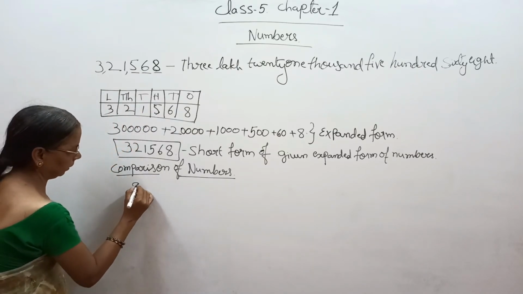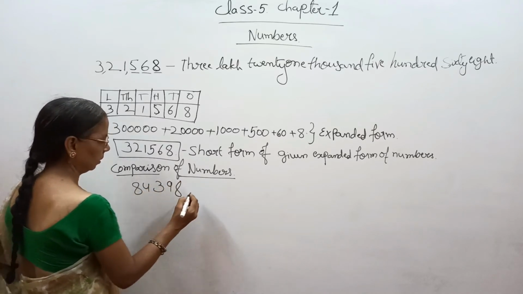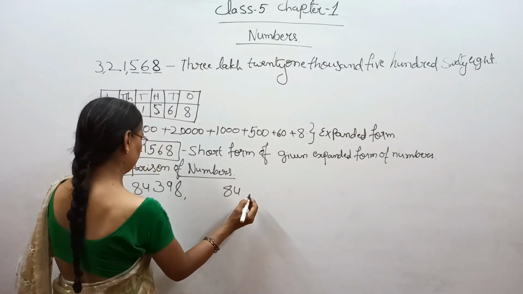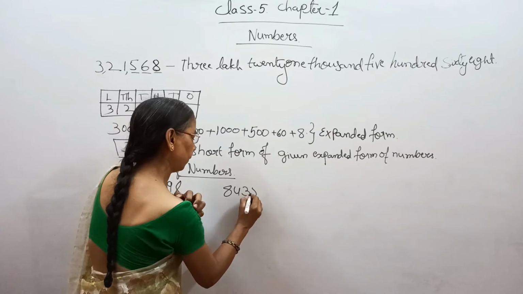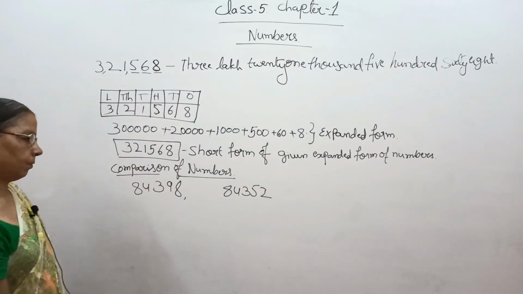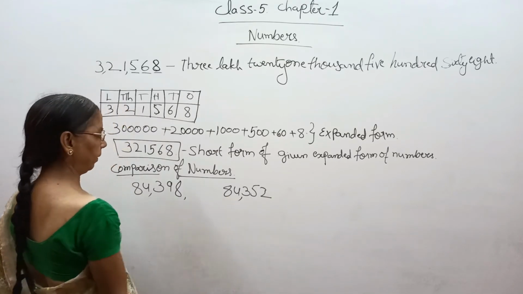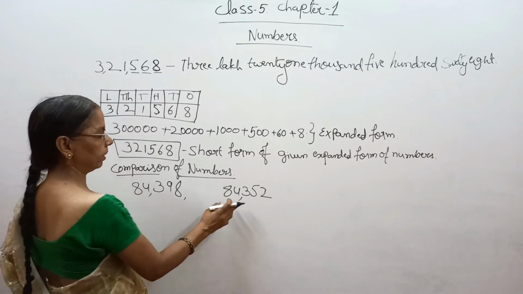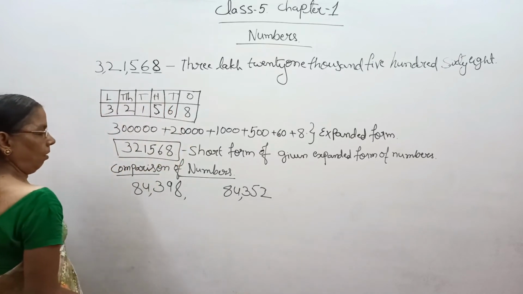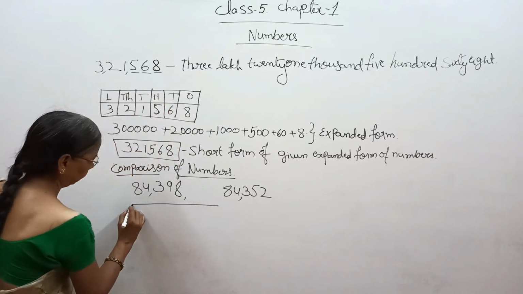If we take 84,398 and another number is 84,352. Now, here it is 84,000. Here also it is 84,000. Here it is 300, it is 300, it is 98 and it is 52. Now simply we have to draw a chart.